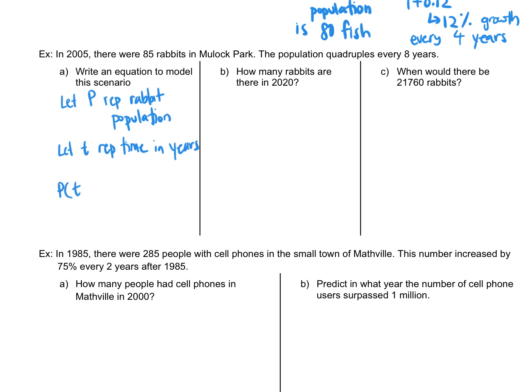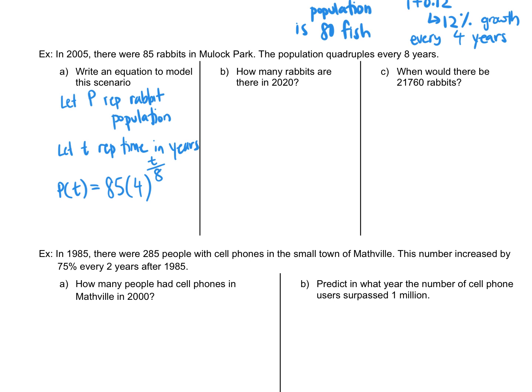I'm going to use my function notation. So P at T equals, the initial population is the 85. We're quadrupling, so my base is 4. And we quadruple every 8 years. So that means in my exponent, I'm going to have t divided by that growth period of 8. Now that I have my nice equation, I'm ready to answer some follow-up questions.